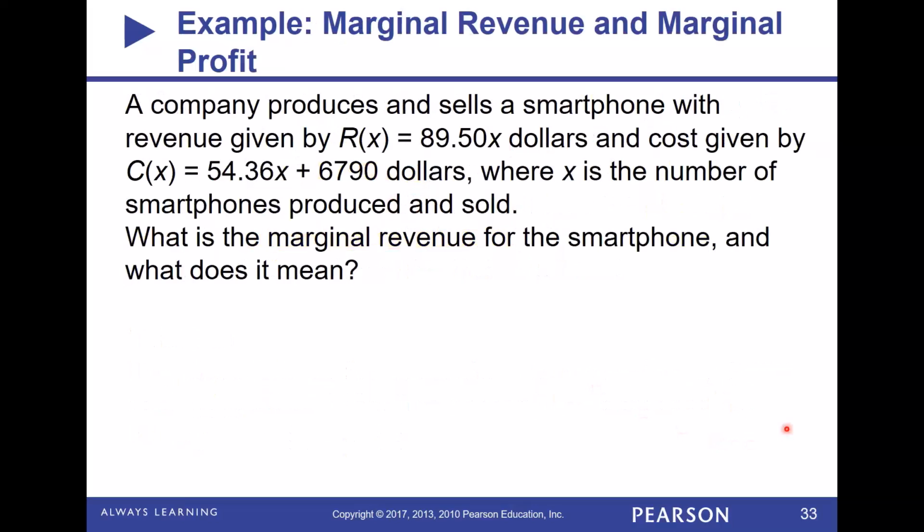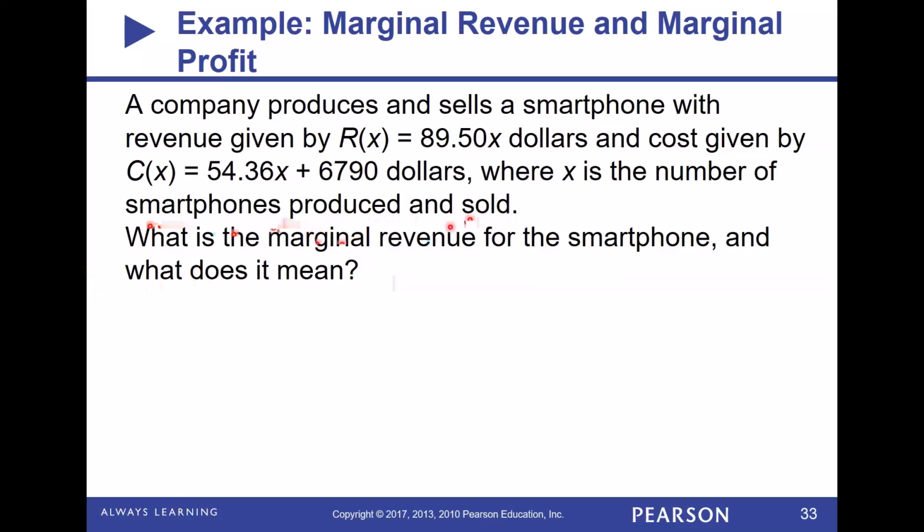Okay, let's look at another word problem because we love word problems. Okay, now a company produces and sells a smartphone with a given revenue by R of X is equal to 89.5X. And that answer will come out in dollars, and it costs by given by C of X equals 54.36X plus $6,790, where X again is the number of smartphones produced and sold. Now, what is the marginal revenue for the smartphone, and what does it mean?